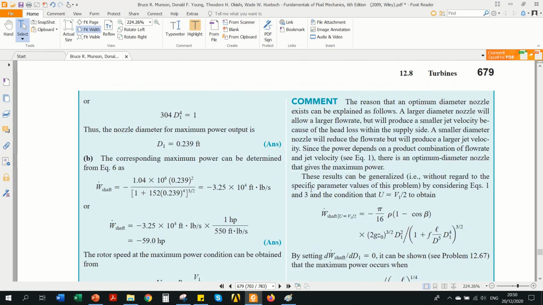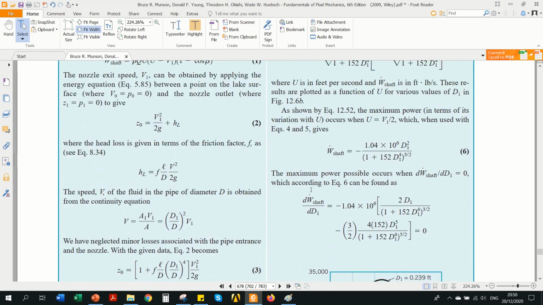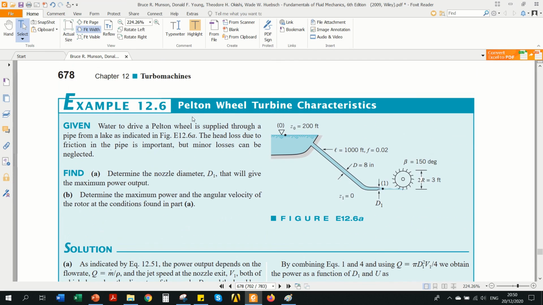So this was an example that was quite straightforward, I guess. It was related to the Pelton wheel turbine characteristics, in which we saw the effect of the nozzle diameter on the turbine power and the blade speed that is involved.